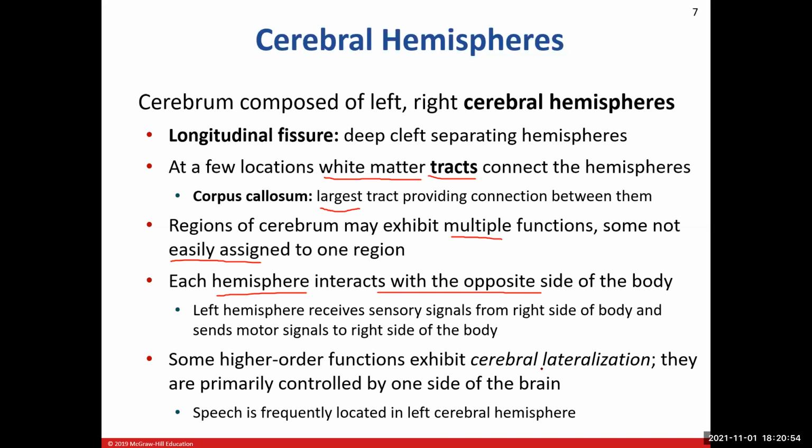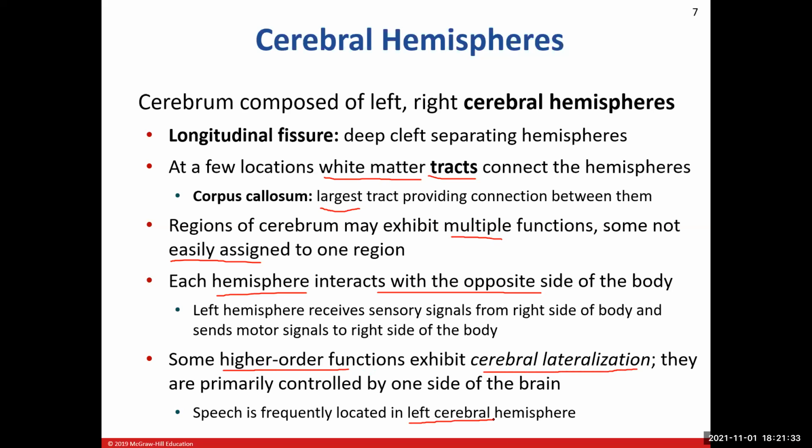So there's a term that we're going to talk about here shortly called cerebral lateralization. And all these functions that I was mentioning earlier, personality, decision-making, and whatnot, those higher order functions, we're going to see how those are going to be controlled primarily by one side of the brain. And I mentioned speech earlier. Normally, for the most part, it is going to be in the left cerebral hemisphere. For the majority of the population, this is true. But in a small minority of the population, speech can be in the right cerebral hemisphere.